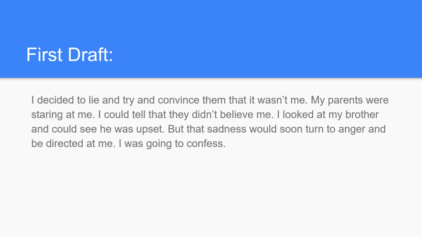Okay, you might look at that and you might think, oh, that's fine. Maybe it's something similar to what you write when you're doing your narrative writing and you're struggling to upgrade this and push it further. Well, let me point out a couple of things about this paragraph. If you look at how each new sentence starts, you can see they start very similarly. I decided, I looked, I could tell, I was going to confess.